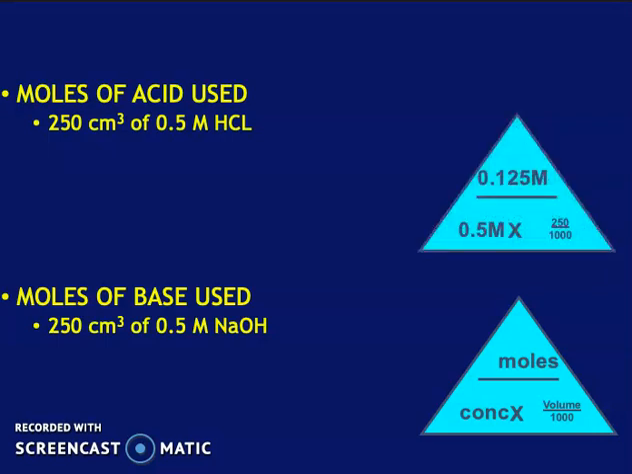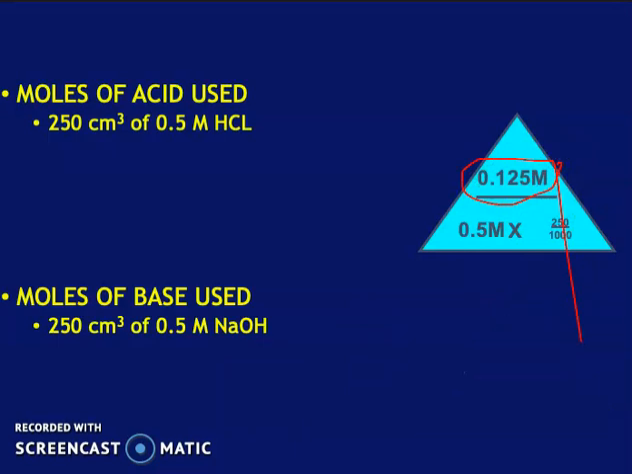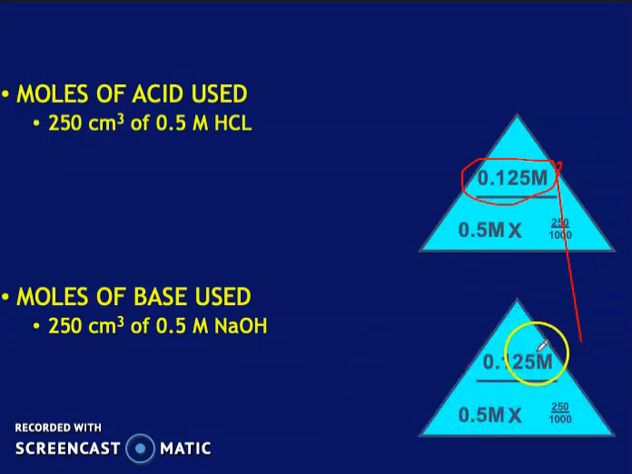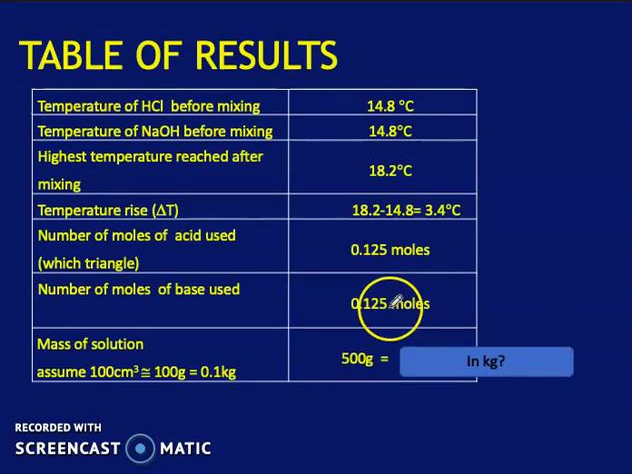0.5 by 250 divided by 1000, and that's going to give us 0.125 moles. We're going to do the exact same thing with the moles of base, and lo and behold we get the exact same answer. Now this is a 1-to-1 reaction. One equivalent of acid to one equivalent of base gives you neutralization, so these numbers should always be the same. So we go back to our table on page 178 and we fill in these two new pieces of information.